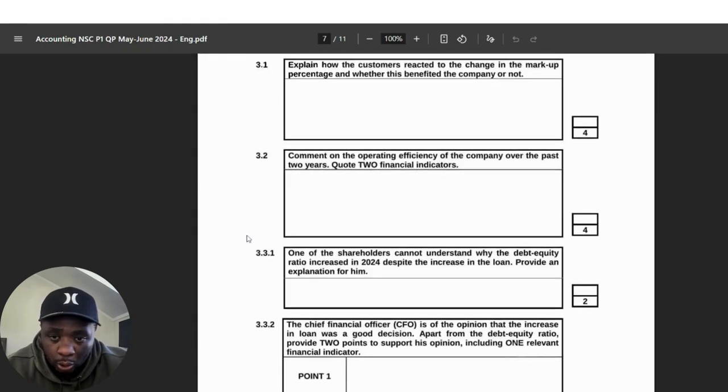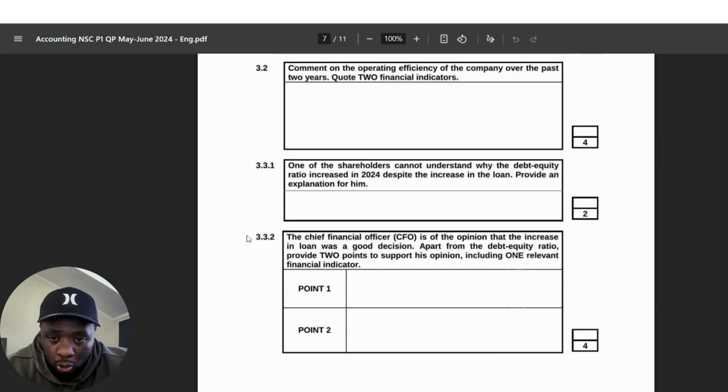Then let's look at 3.3.2. It says that the Chief Financial Officer is of the opinion that the increase in loan was a good decision. Apart from the debt equity ratio, provide 2 points to support his opinion, including one relevant financial indicator. All right, cool. So I will start at the financial indicator to make my first point, and then we'll move from there.